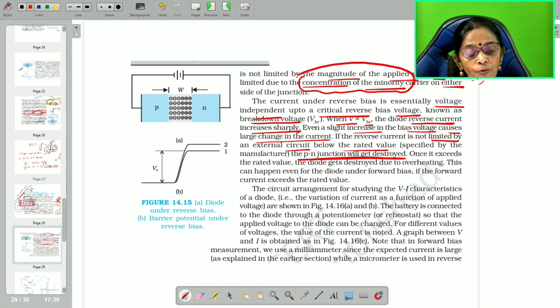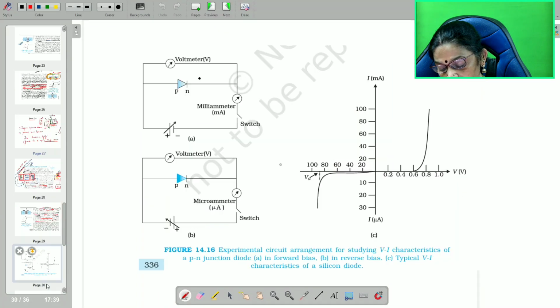So, the manufacturer, while they are making, keeps that in mind. You will not be able to increase beyond that certain critical voltage. Once it exceeds the rated value, the diode gets destroyed due to overheating. This can happen even for the diode under forward bias, if the forward bias current exceeds the rated value. And the VI characteristics of the diode: forward bias, battery positive to diode.